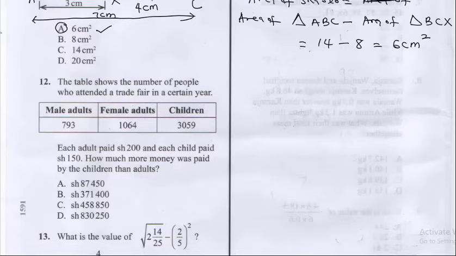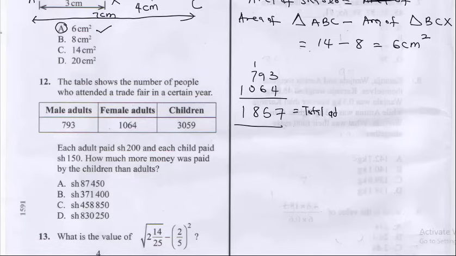So let's get what the adults paid. Now remember, the adults, it's both the male and the female. So the first thing we're going to do here is sum up the total adults. So we'll do 793 plus 1064, and this will be 7, this will be 5, carry 1, this will be 8. Now this is equal to total adults. Okay, now recall that the adults paid 200.